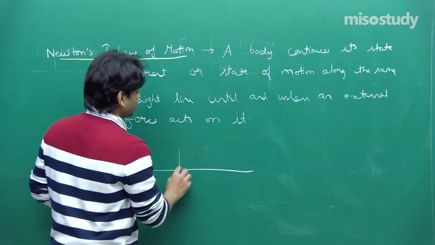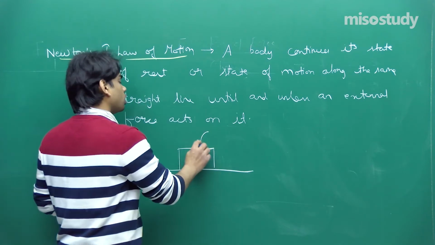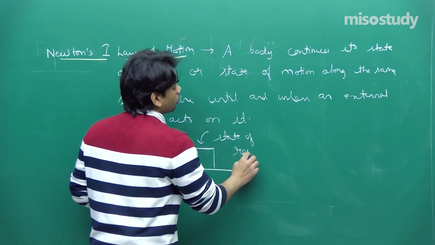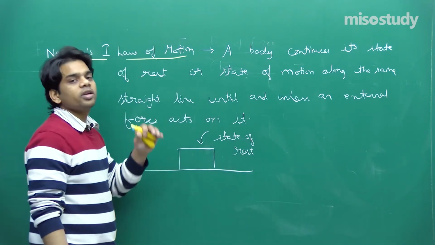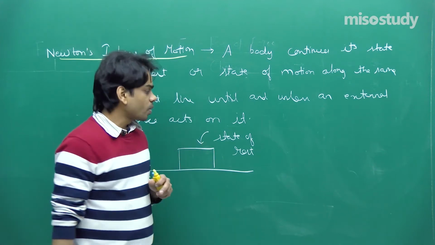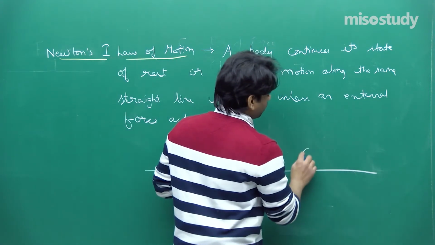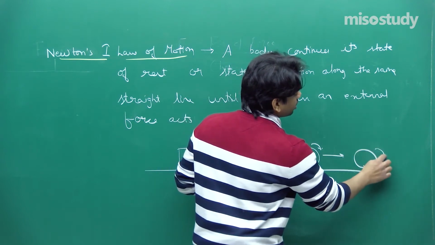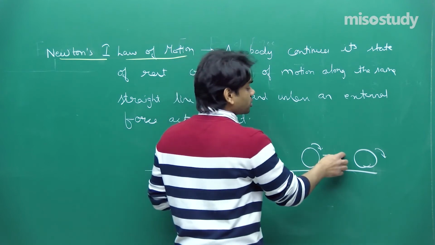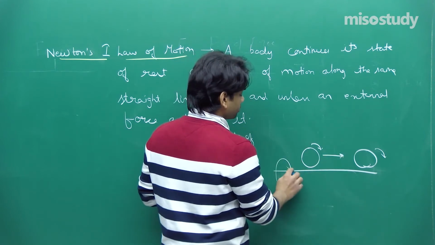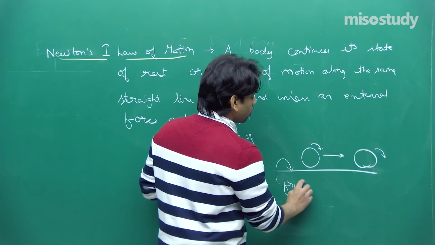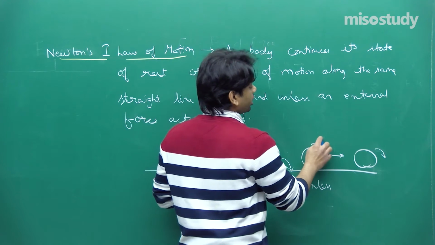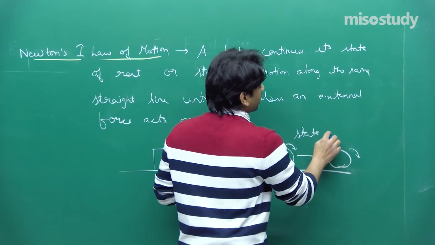That is, if an object is kept on the ground, it will continue its state of rest until and unless you exert a force on it and thereby make it move. Second thing, if a ball is rolled down, it will continue moving with the same speed until and unless an external force is applied so that it may stop. I am also mentioning this surface is frictionless, so its state of motion will be continued and it will never stop.